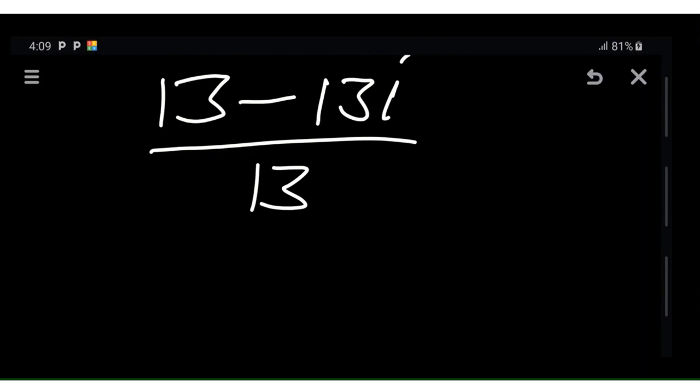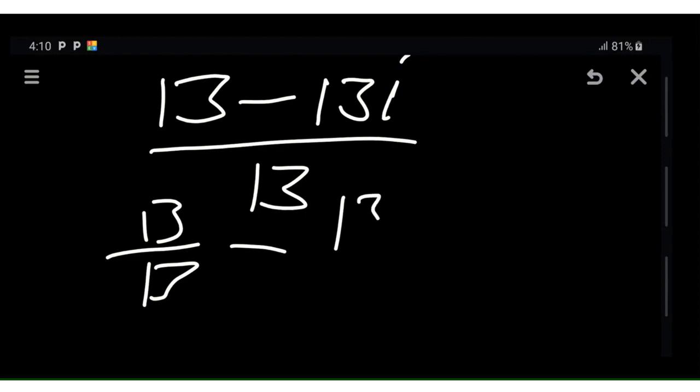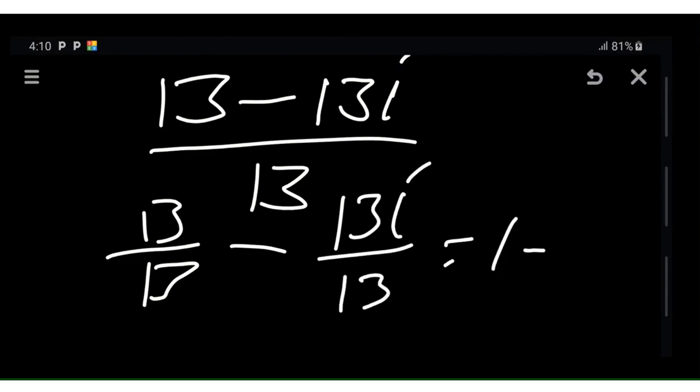So this one, what you do here, just break them like this: 13 over 13 minus 13i over 13, you have 1 minus i. So this is your value to the left. This is left, your right hand side.